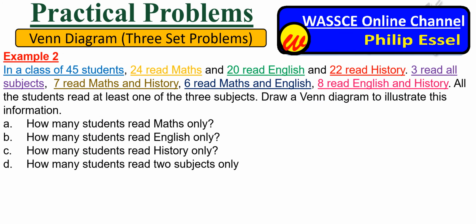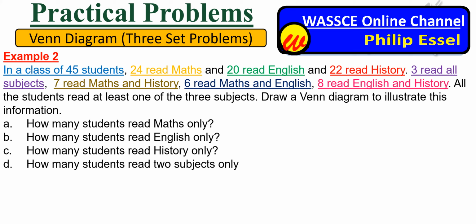Let's look at example 2. In a class of 45 students, 24 read math and 20 read English. 22 read history. 3 read all subjects. 7 read math and history. 6 read math and English. 8 read English and history. All the students read at least one of the 3 subjects. Draw a Venn diagram to illustrate this information.